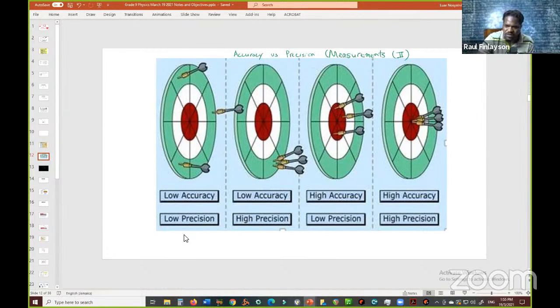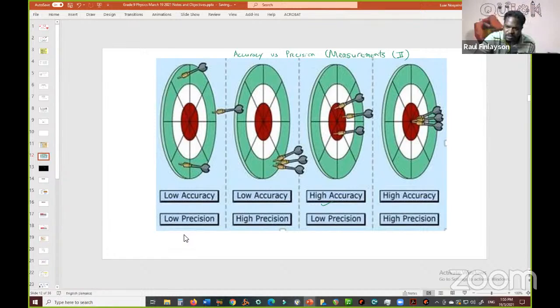However, it's three different locations on it. So therefore, they would be accurate, definitely high accuracy there, but low precision because the other darts didn't line up with the first one.